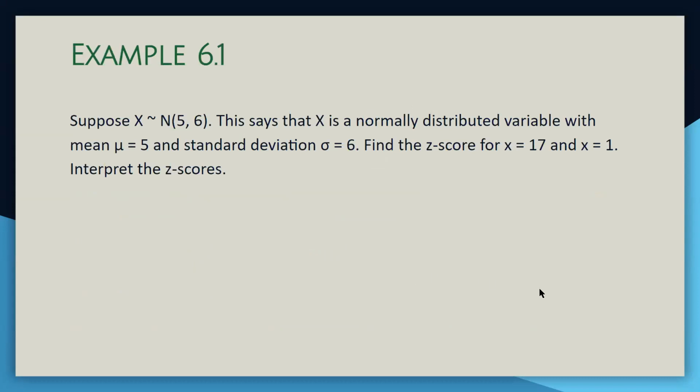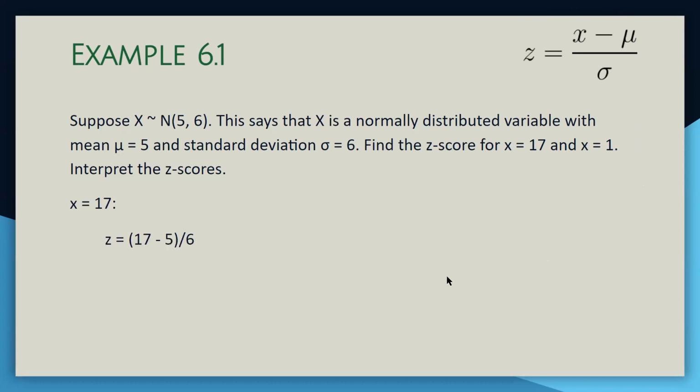So suppose x is a random variable that is normally distributed with a mean of 5 and a standard deviation of 6. Find the z-score for x equals 17 and x equals 1. Interpret the z-scores. So let's go ahead and start with x equals 17, and we'll use our z-score formula. z is equal to x minus mu over sigma.